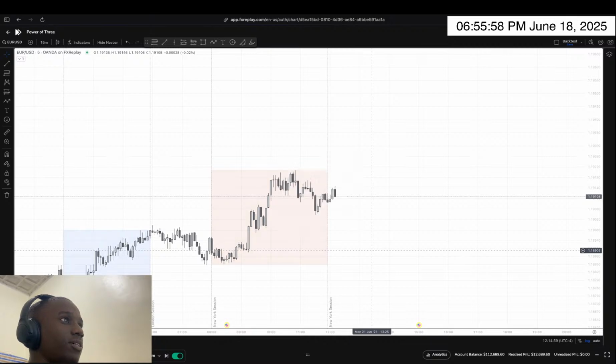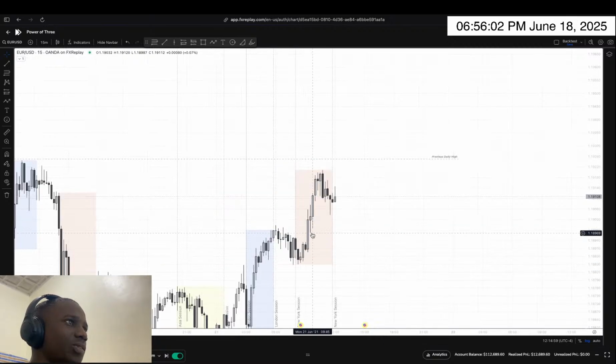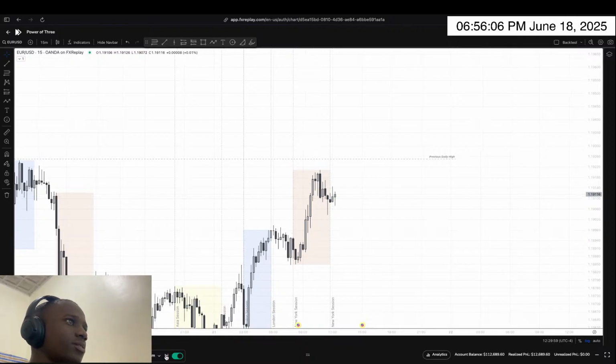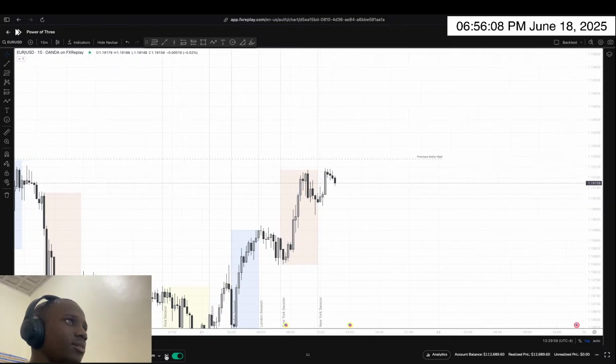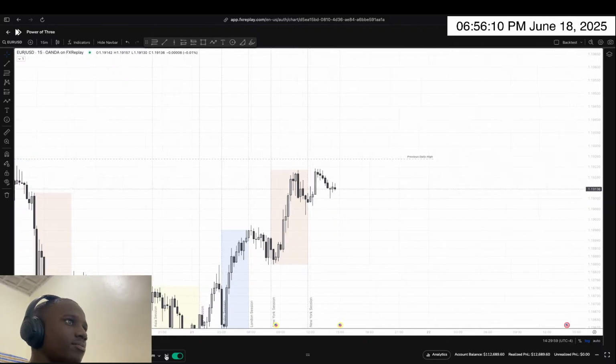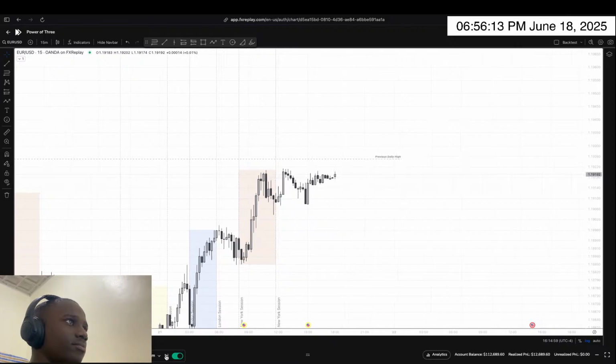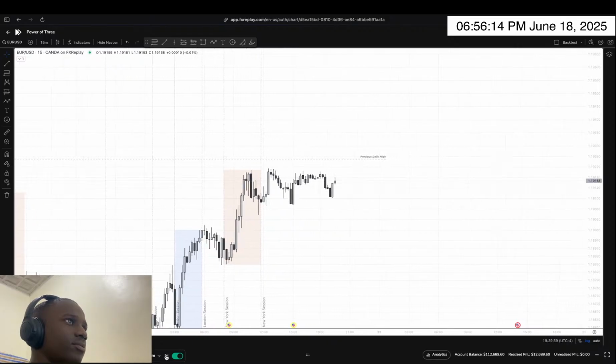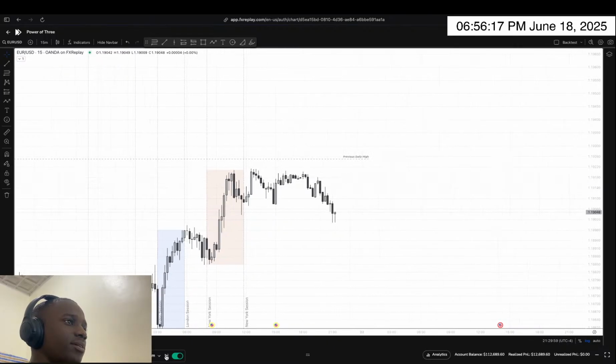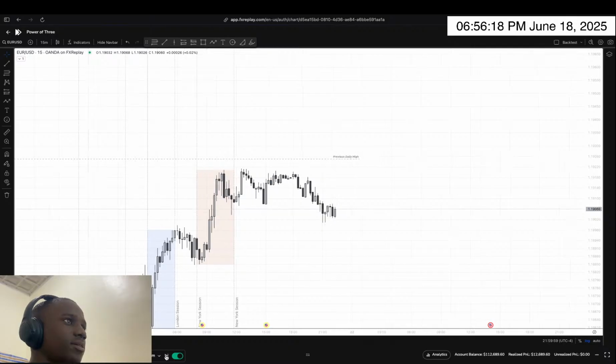I didn't have any clear confluences. We took out this low, but I just wanted a retracement at least into here, because at least that will be discount. So no entry for Monday. Let's wait for the next day.